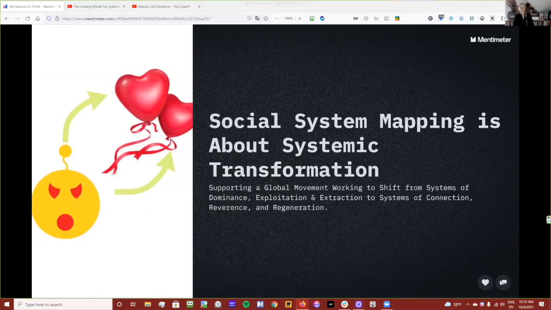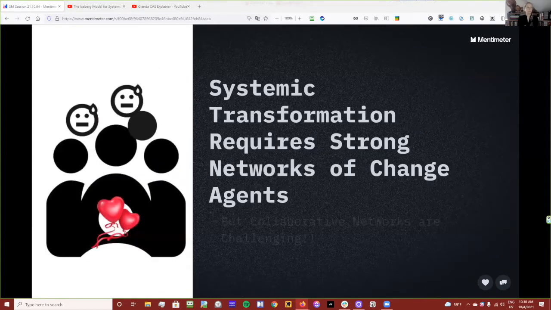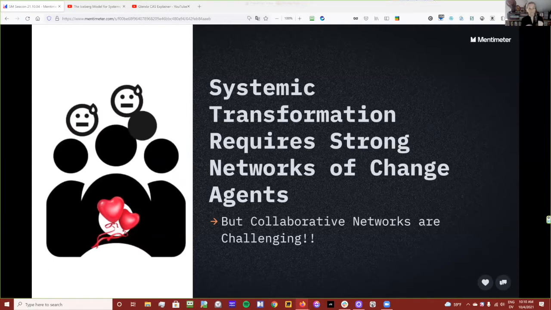Social system mapping, which you're going to dig into fairly shortly, is about systemic transformation. That's its highest level purpose. It's about supporting a global movement that is working to shift from systems of dominance and exploitation and extraction to systems of connection and reverence and regeneration. We recognize that the foundational structure for this global scale systemic shift is strong networks of wise change agents.